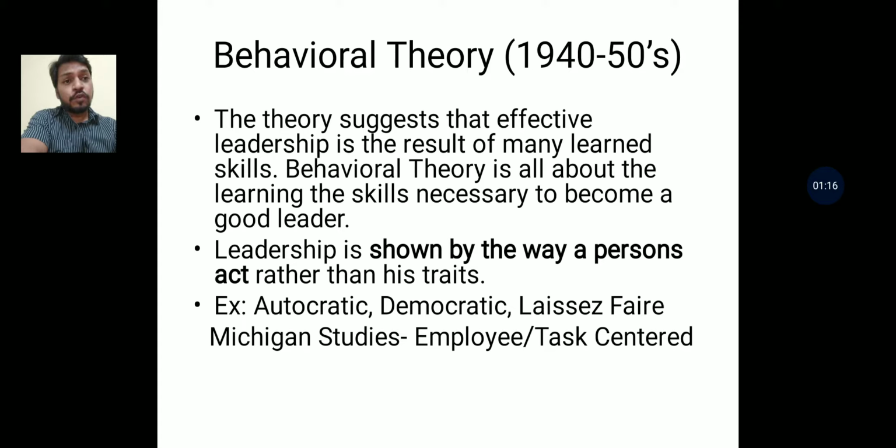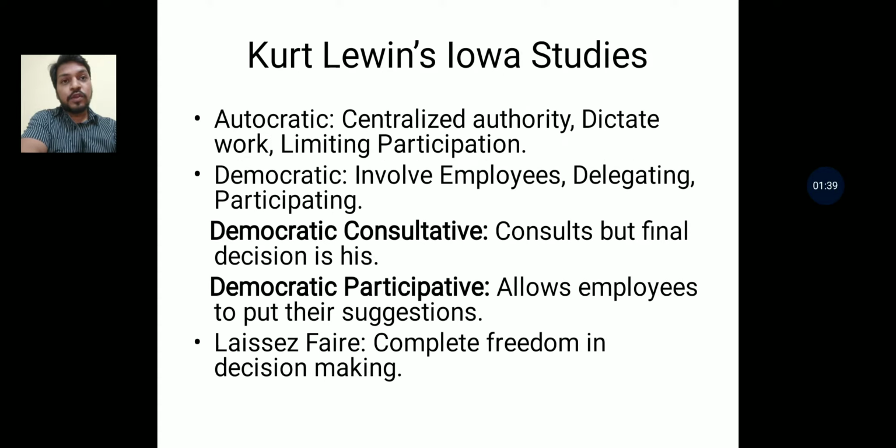Examples of leadership behavior would be an autocratic style of functioning, a democratic style of functioning, a laissez-faire kind of functioning. There were various studies done during the 1940s and 1950s at the University of Iowa, at Michigan, and at Ohio State University. On the basis of that, various behavioral theories were propounded during this period, the 1940s, 1950s, 1960s. We'll be doing it one by one.